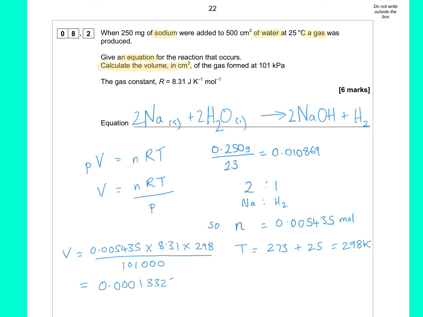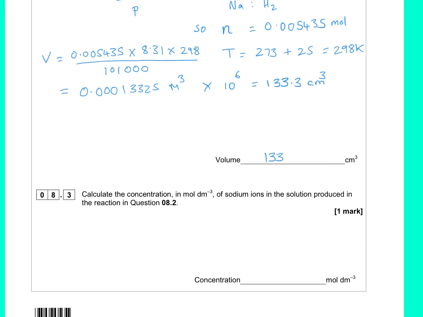So now this looks like a really small number, but this volume is in meters cubed. So we need to transfer from meters cubed into centimeters cubed, and the conversion factor is 1,000,000. So if we take our answer in meters cubed and times it by 1,000,000 or 10 to the 6, then we'll get an answer that is in centimeters cubed. So there you go, 133.3 centimetres cubed.